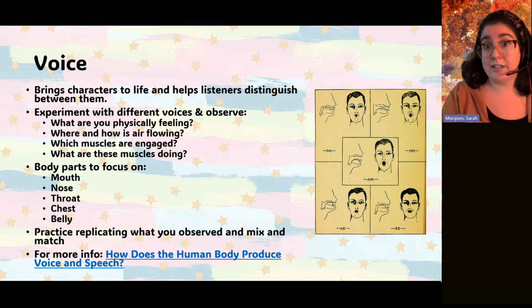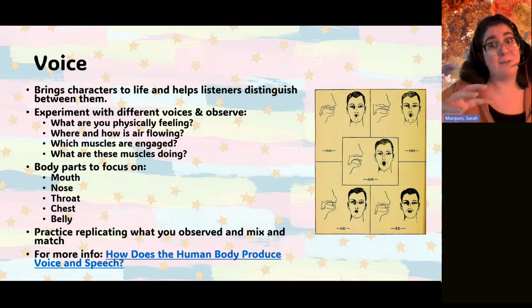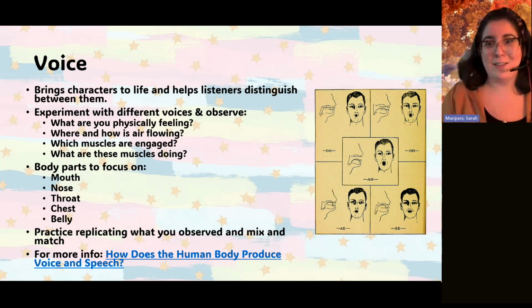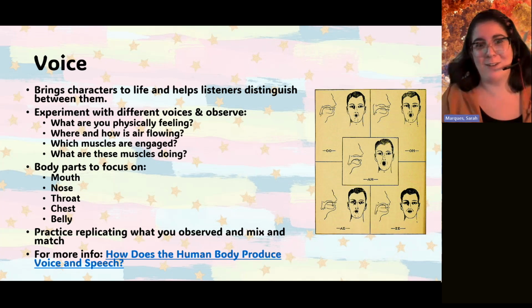I also included a link here you can check out later on how the human body produces voice and speech. It's really interesting. It looks at it from a physiological level. So in case you want to nerd out a little bit extra.